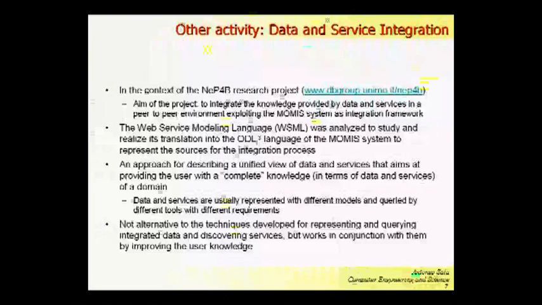So I studied the web service modeling language in order to understand if it was possible to translate it into the ODLI3 language that is used by the MOMIS system. And after this study, we proposed an approach for describing a unified view of data and services to provide to the user a complete knowledge in terms of data and services of a specific domain. And this approach is not alternative to the existing techniques developed by the different communities that are studying data integration and service discovery, but works in conjunction with them by improving the user knowledge.